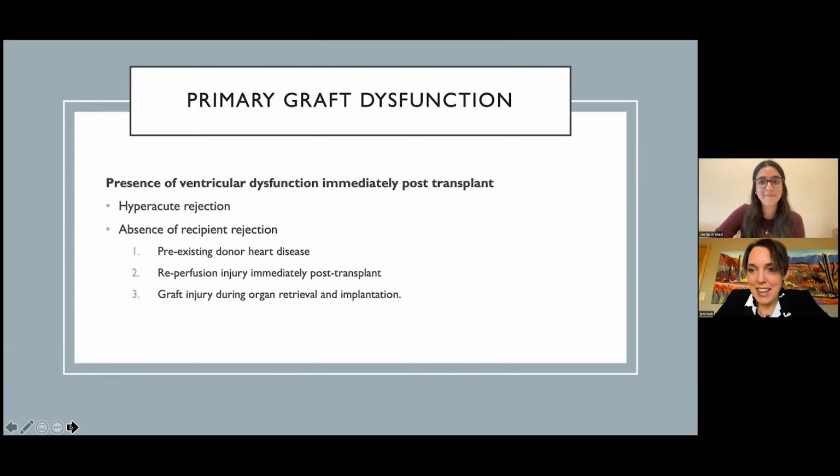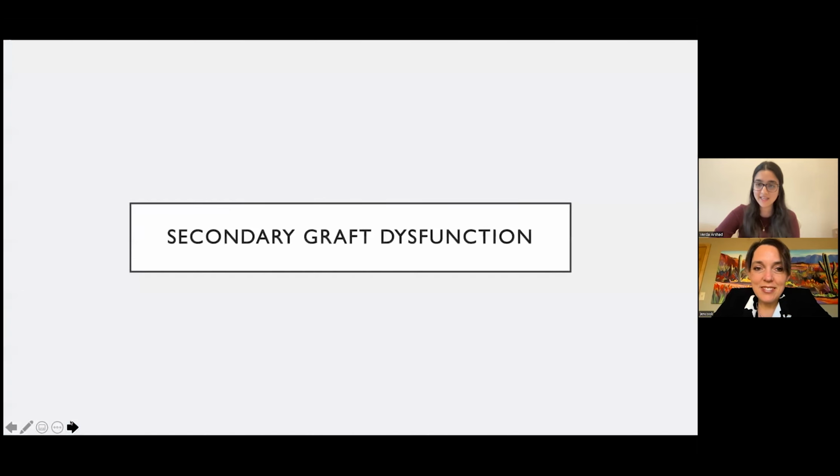I was just getting ready to say that. I hope that nobody who watches this ever sees primary graft dysfunction, because it really is tragic when it develops. Immediately post-transplant, we hope the patient comes out of the OR on maybe one pressor and some afterload reduction. But severe graft failure post-transplant sometimes can lead to needing a balloon pump or even ECMO post-transplant. And so this is really a feared outcome of heart transplant. Right. And then secondary graft dysfunction.